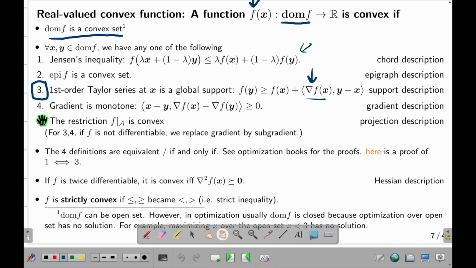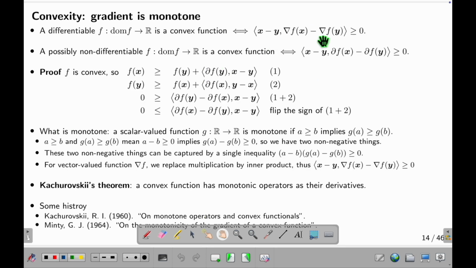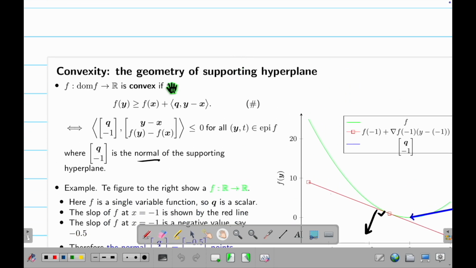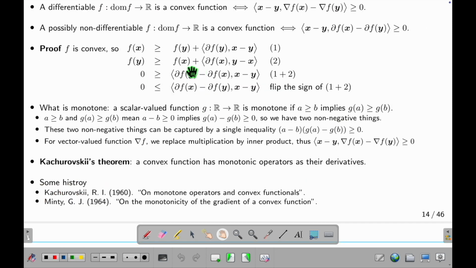Now we have 4 and 5. We have this one. What's 1? f(x) larger than this, with the subgradient times x minus y. What is this? This is exactly this thing, right? I just swapped x and y. So yx, yx now become xy, xy. Here is yx, yx. What's next? I just add them up. If I add them up, here I have xy, here I also have xy.